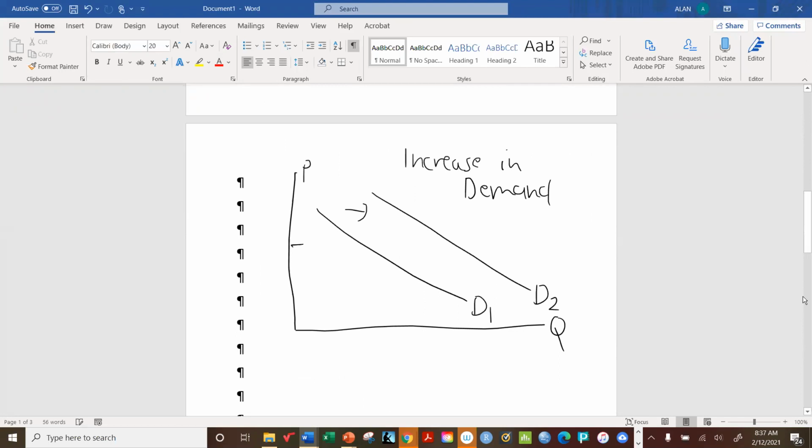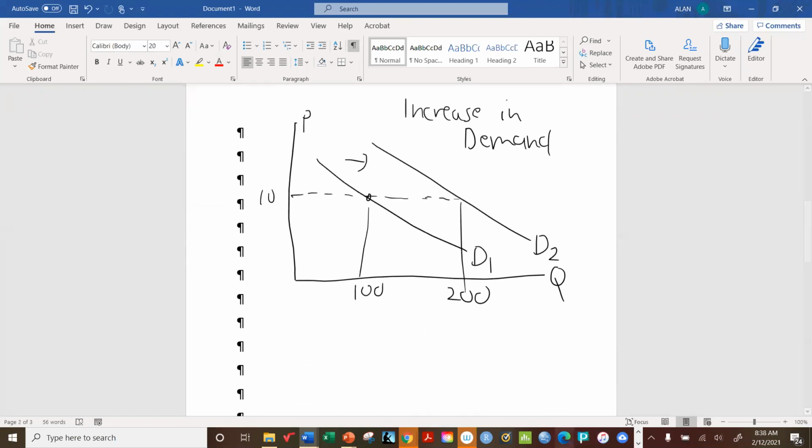So now look what happens. At a price of 10, now all of a sudden people are willing to buy, let's say, 200 units of this good. It's still the same price, and yet people are buying more of it. So what exactly is causing this? Let's go through the factors and see which ones would actually cause this to happen.